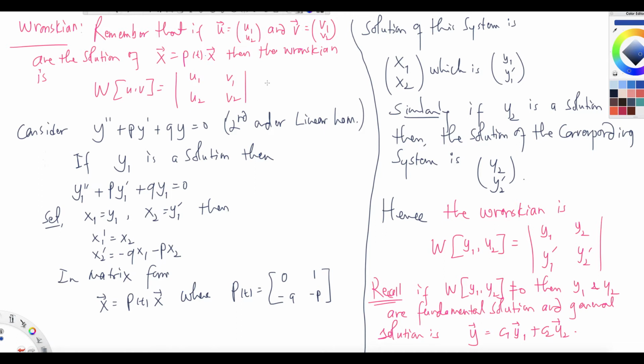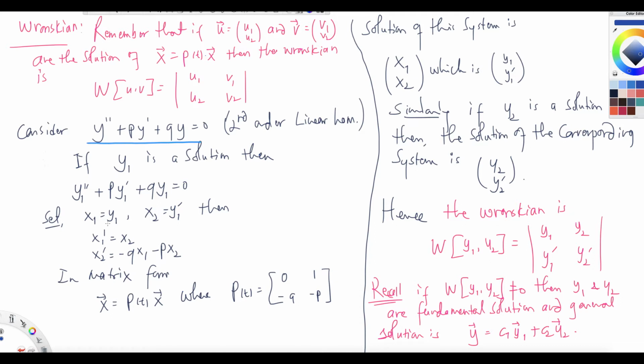That is the Wronskian. Now we want to find out what the Wronskian of a second order differential equation will be. So consider y'' + p y' + q y = 0, a second order linear homogeneous equation. If y1 is a solution, then y1'' + p y1' + q y1 = 0. Now, how do I get the system for this?